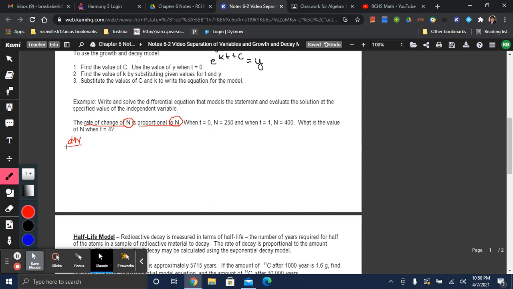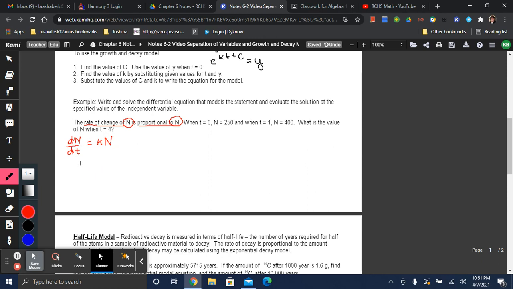So the rate of change of n, and my other variable is t, so with respect to time, is proportional to n. That's what this statement says.